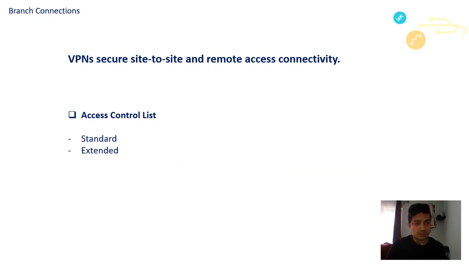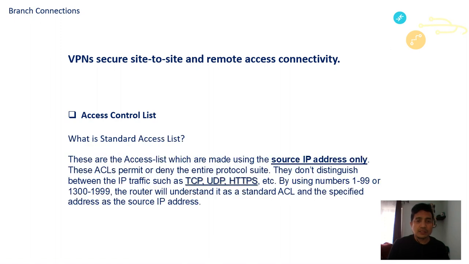Okay, so there are two types of ACLs in Cisco. The first one is standard, and the second is extended. Let's see what the characteristics of standard are. So, what is a standard access list? Standard access lists are access lists which are made using the source address only.